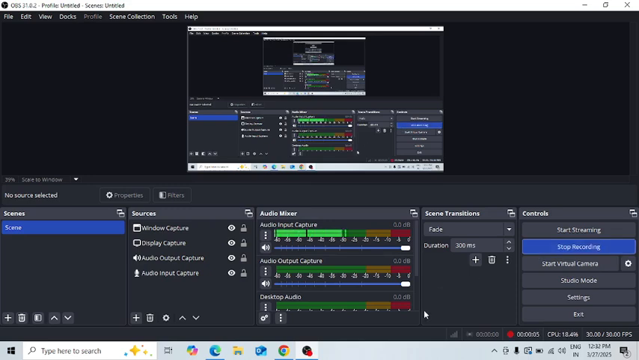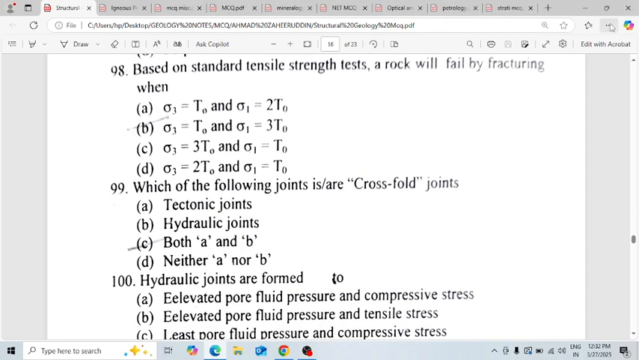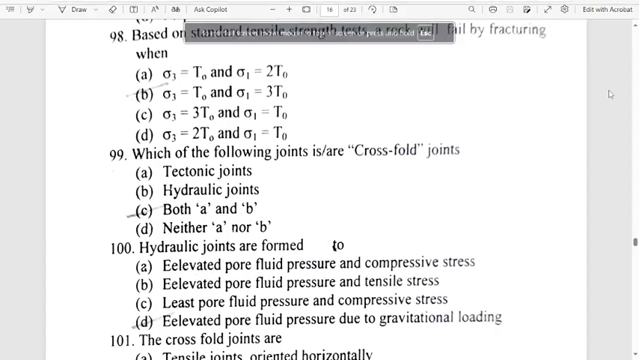Okay, so this is the third part. We'll be starting structural geology again.